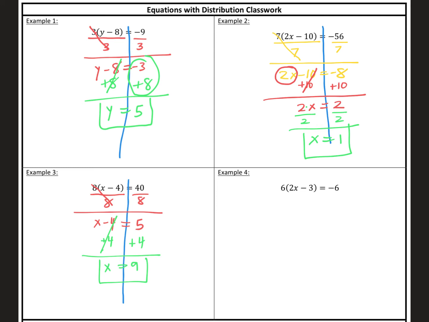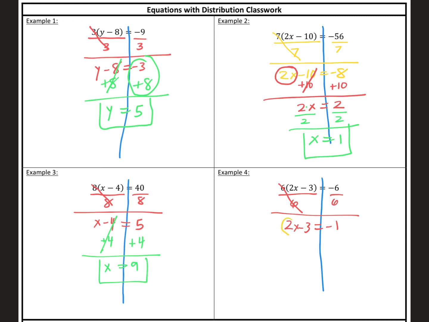And then my last problem, example 4, again, we're going to draw a line through our equal sign. We have 6 in front, so we need to divide both sides by 6 to undo that distribution. When I do that, my 6's cancel. We have 2x minus 3 equals negative 6 divided by 6, which is a negative 1.